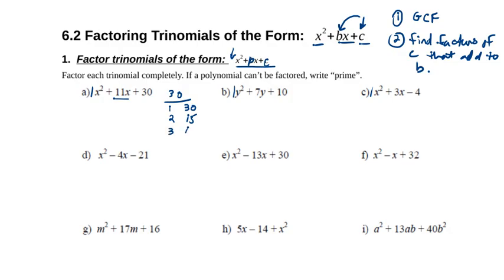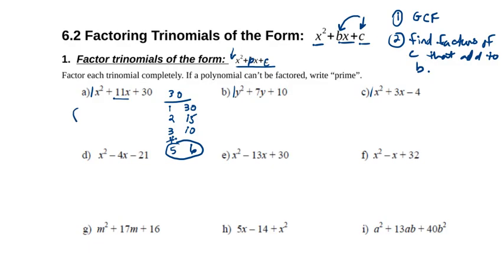You could try 3. 3 times 10 is 30. When you add those, you get 13. So that's not it. 4 doesn't work, doesn't divide. 5 does. 5 and 6. And 5 plus 6 is 11. So that's the correct two factors of 30 that add to be 11.